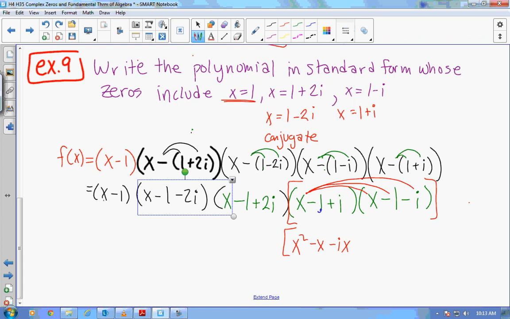So we do another Santa hat. -1 times x is negative x. -1 times -1, positive 1. -1 times -i, positive i.